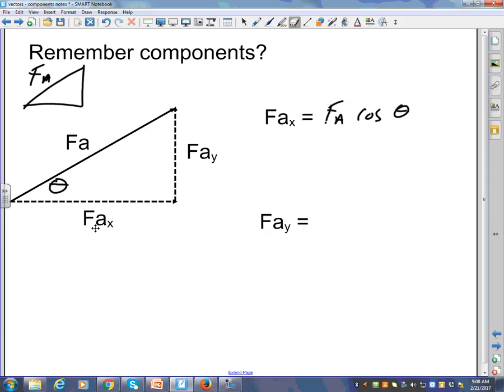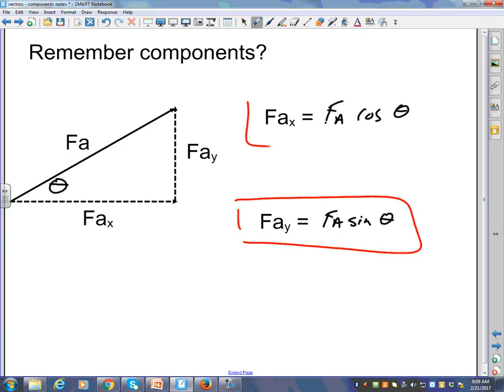But this is true for forces or velocity vectors, right? So if FAX is FA cos theta, what then is FAY? It would be FA sine theta. Right? Those are things you need to know. Are those reasonably familiar? Yeah?